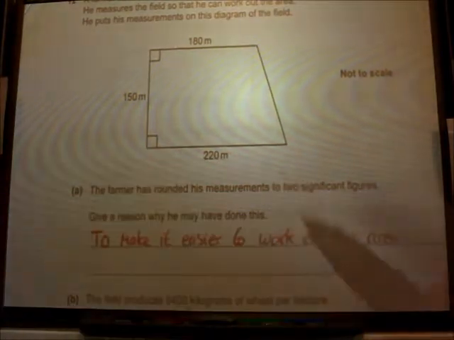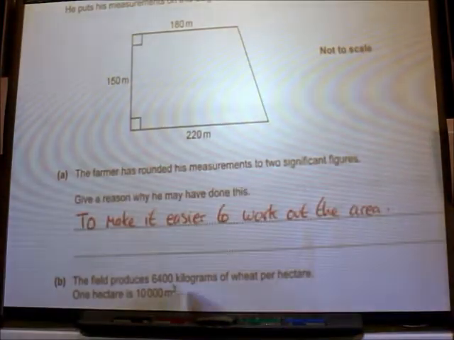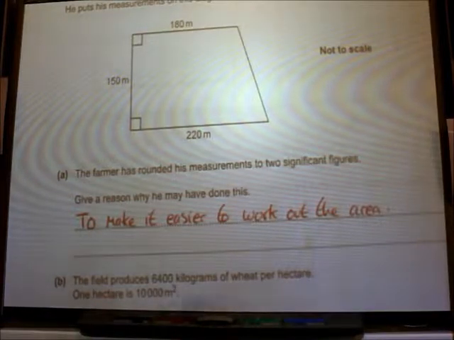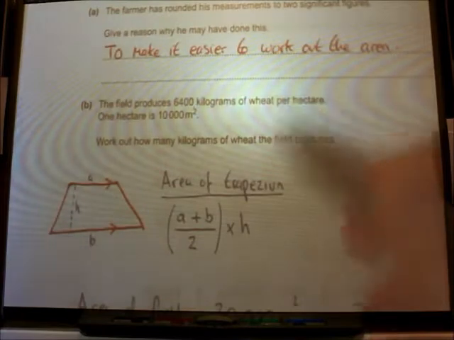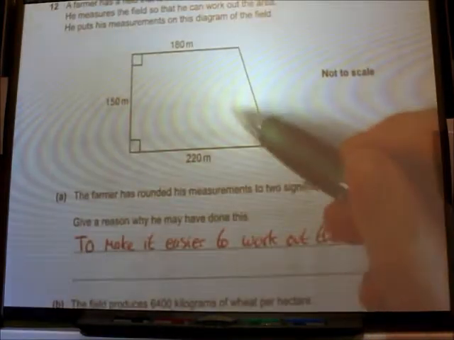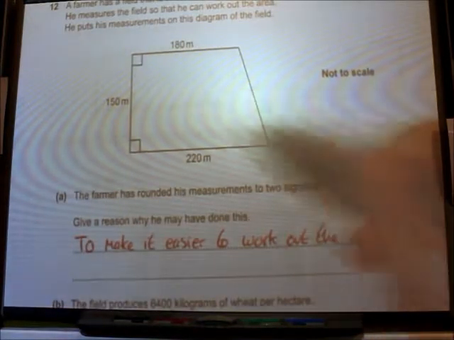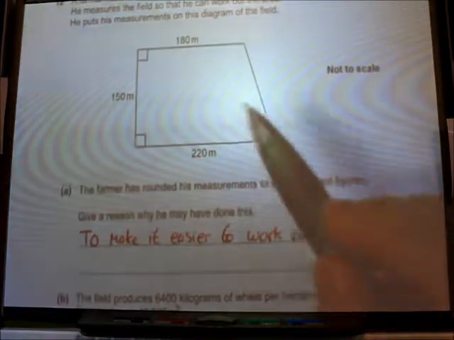The field produces 6,400 kilograms of wheat per hectare. Basically, look, I wouldn't bother reading too much of this stuff here. You've got to work out the area of this field, and then we'll worry about the stuff afterwards. So there's 2 ways of doing this.